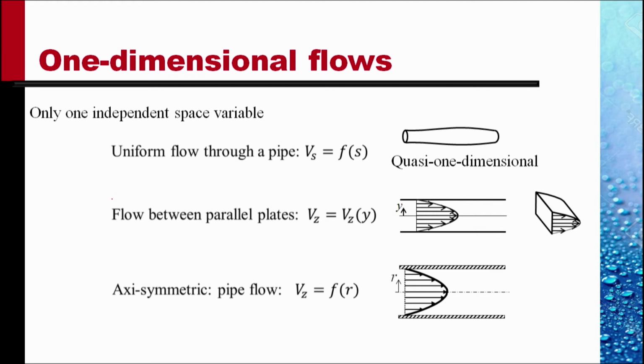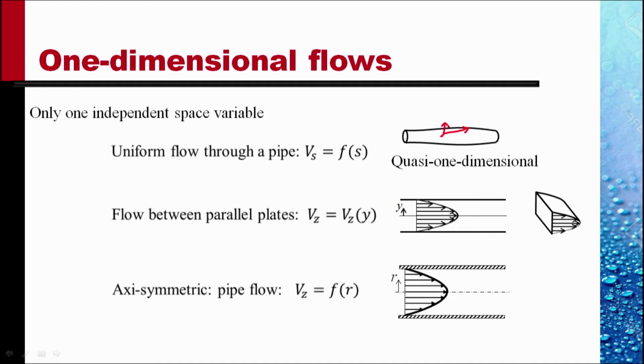Such a flow is not truly one-dimensional because there has to be a component in the vertical direction of the flow here. But if the channel is varying slowly, we can consider the crosswise component of velocity to be negligible and the variations in the crosswise direction to be negligible, and the flow can be considered quasi one-dimensional. This had been discussed earlier.